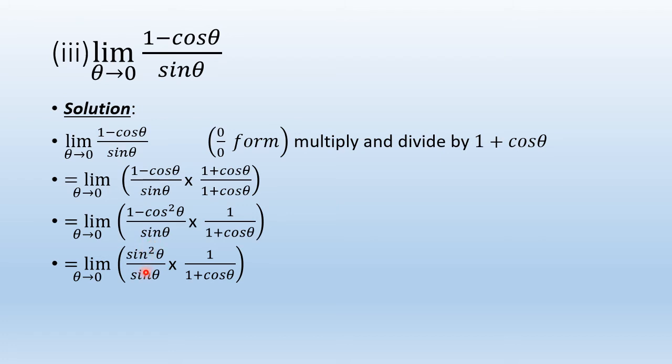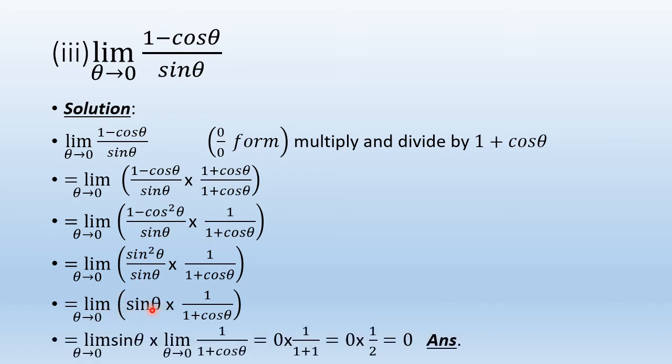Now one of the sin factors gets cancelled by this sin, and now you can apply the limit because 0 by 0 form is no more there. We apply the limit on sin theta, and we apply the limit on 1 plus cos theta. As a result this becomes 0 and this becomes 1 plus 1, because cos 0 equals 1, or limit when theta tends to 0 of cos theta equals 1. So this becomes 0 into 1 by 2 equals 0, which is the answer.